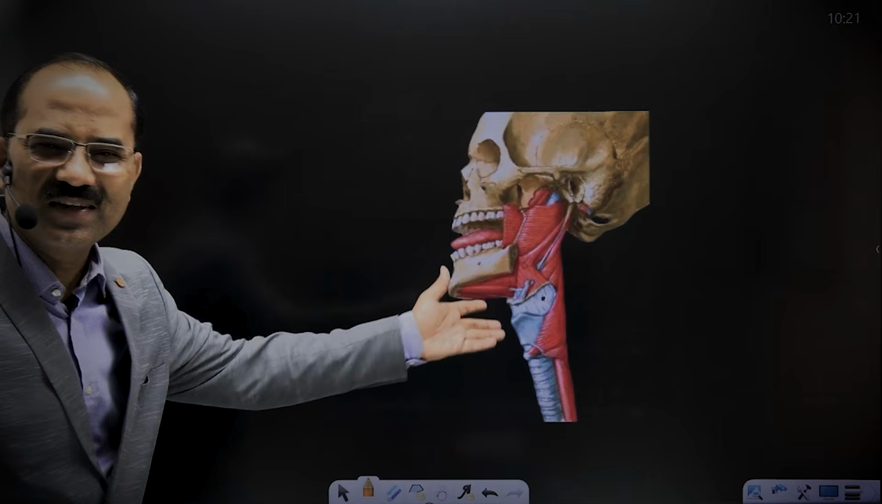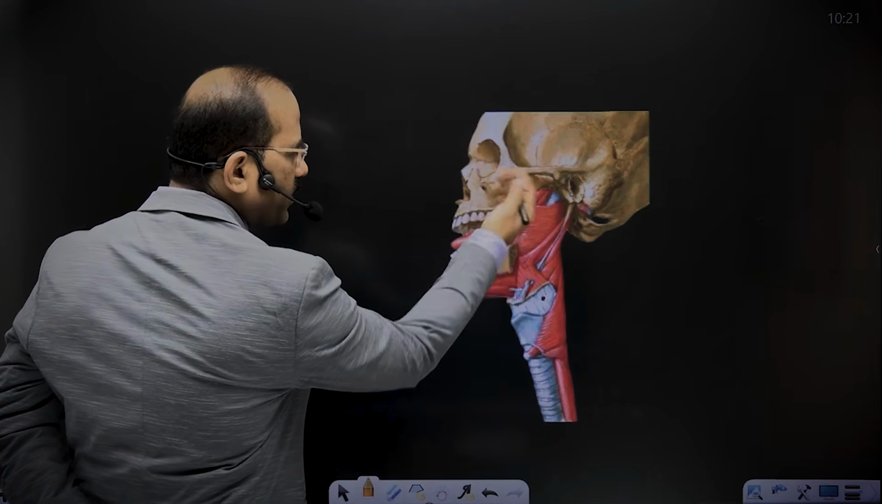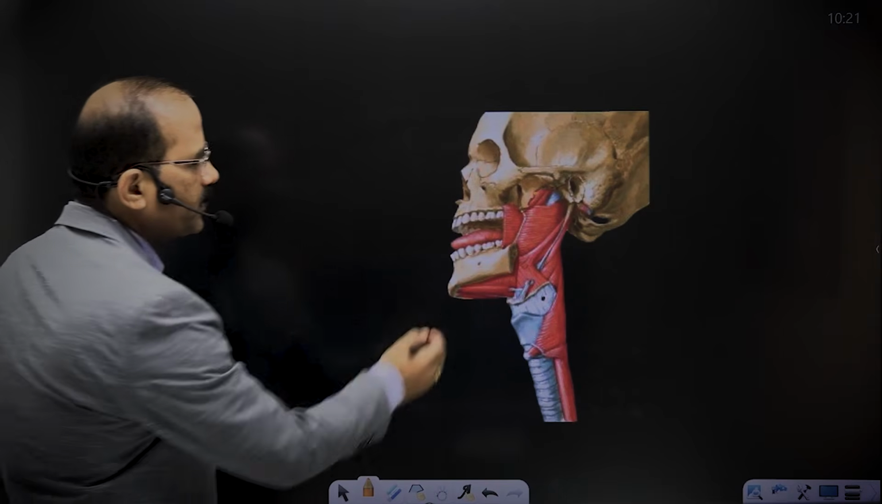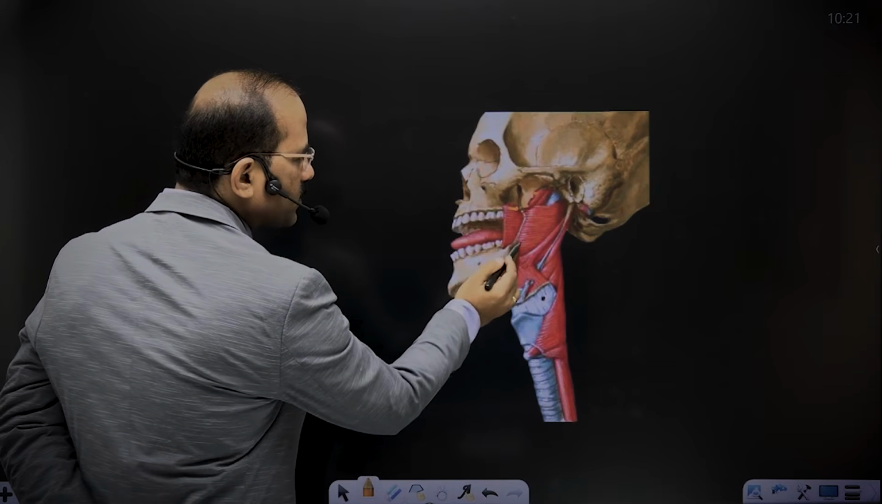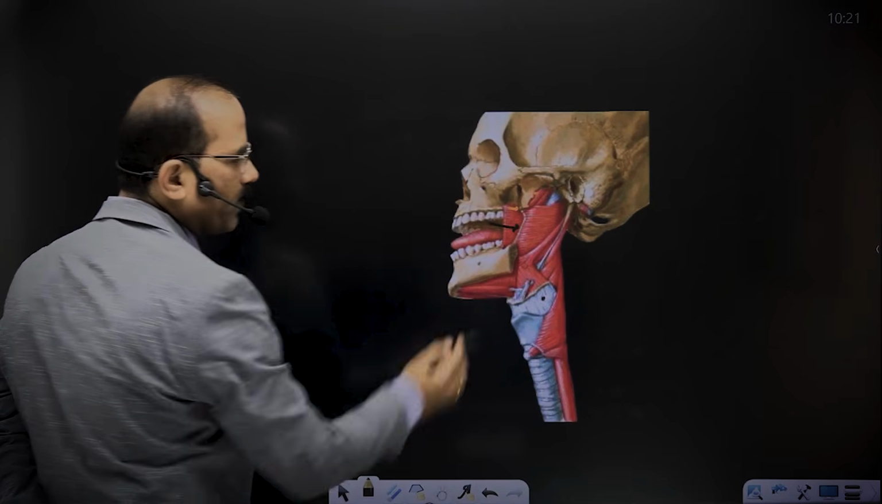Beautiful slide. Look, this is awesome. So that's the medial pterygoid plate deep inside this. This is lateral. Deep to that is going to be the medial pterygoid plate. This is the pterygoid hamulus. What is this? This is the pterygomandibular raphe.